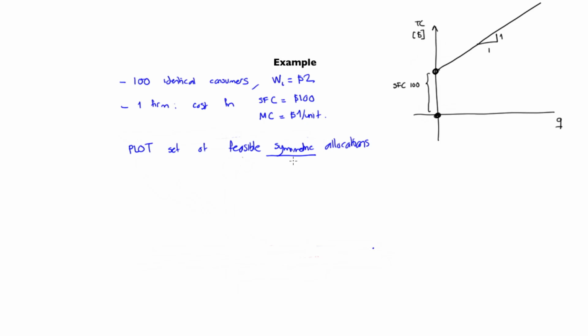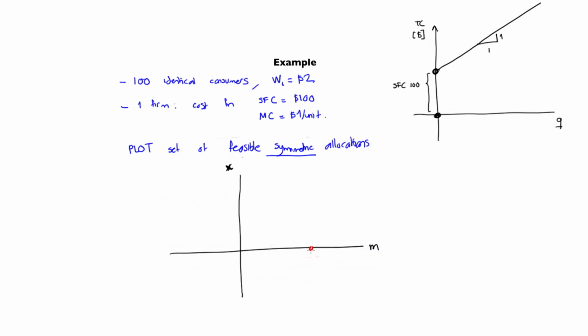Now we're going to plot the set of feasible symmetric allocations. The way I'm going to do that is by doing a two-dimensional plot like this that denotes on the x-axis the amount of good M that every consumer is going to consume. Remember, in a symmetric allocation, every consumer consumes the same amount. And on the y-axis, the amount of the good X that they are going to consume. And then I'm going to plot in red all of the combinations of M and X that satisfy the definition of a feasible symmetric allocation. Now, let's begin doing that.